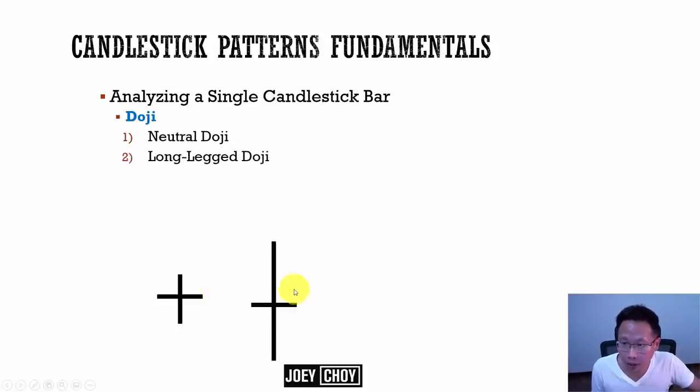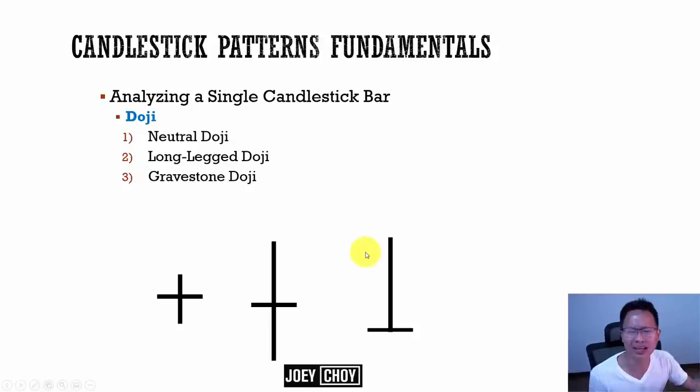Okay, next one, a long leg doji. So this will definitely be, I would say, more indecision, a better signal than the bar on the left, because this one right here, same thing, opening price and closing price are the same, but we have a much longer upper shadow and a much longer lower shadow. So this is a long leg doji, which I would say would be stronger than the neutral doji on the left. So this is number one, number two, let's go on to number three.